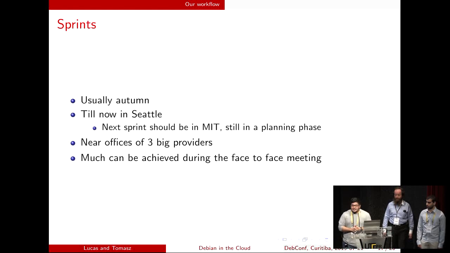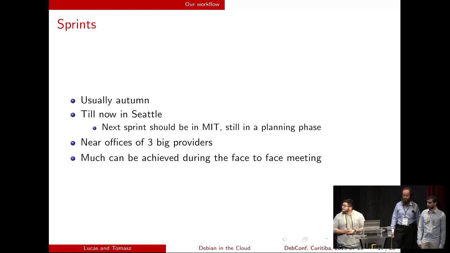As I mentioned, most of our work is done during sprints. They are milestones for our team in general. They usually happen in autumn, and till now we have hosted these sprints in Seattle, but for the next sprint we are planning to change things, and maybe it will be at MIT, still in the planning phase. When we have something more consolidated, we will have a wiki page, and if you want to join us there and work with us and join our team, you will be welcome. So you should have that soon.